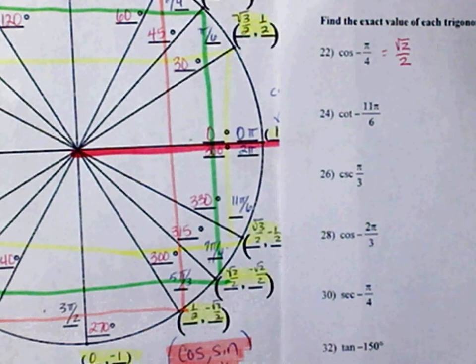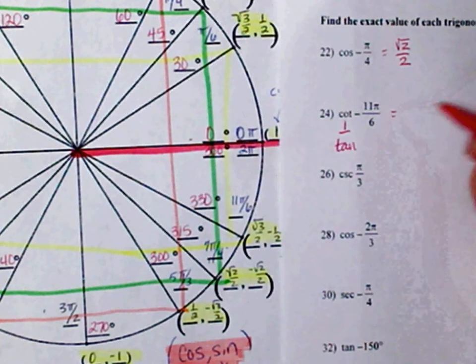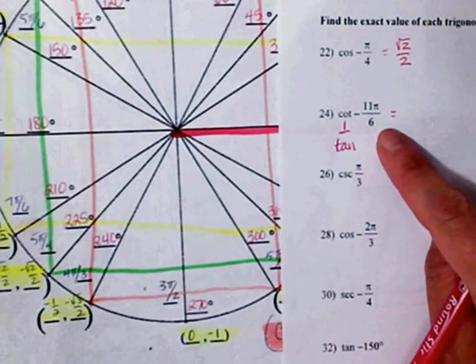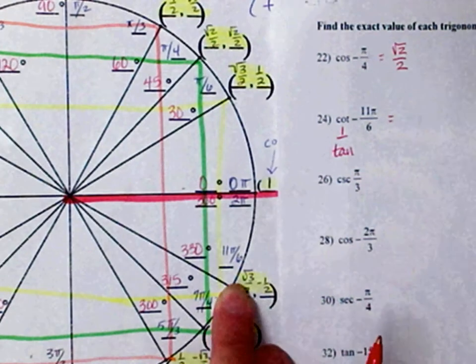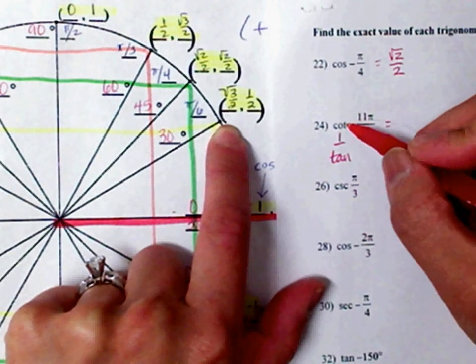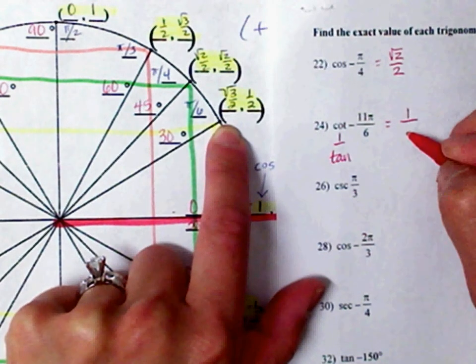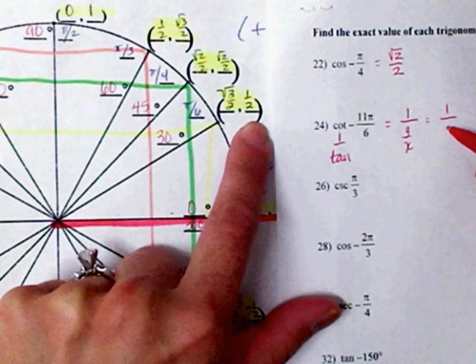Okay? Cotangent. Cotangent is the same thing as 1 over tangent. Let's take a look. 11 pi over 6, okay? Where is 11 pi over 6? 11 pi over 6 is right here. Since it's a negative, I'm going to reflect it, so I'm going to look at this one over here, which is pi over 6. Cotangent is 1 over tangent, so this is 1 over tangent. What is tangent? Tangent is y over x. So 1 over your sine, which is 1/2, divided by square root of 3 over 2, okay?